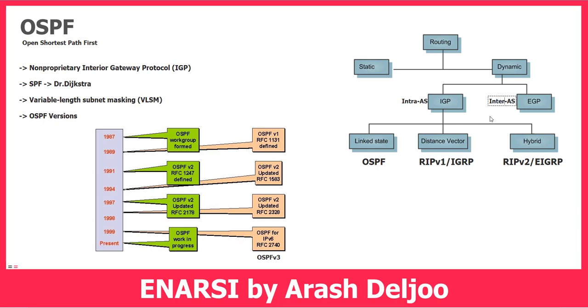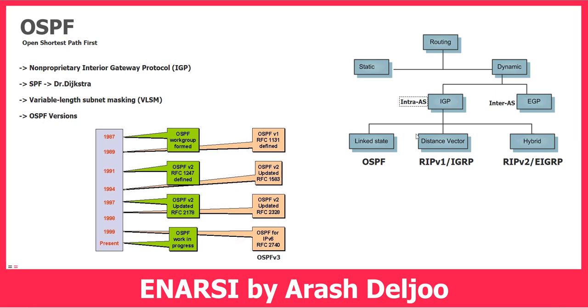We have today only one EGP. The name of this EGP is BGP. You will learn about BGP after OSPF in this class, but now we are talking about the intra-AS protocols, okay? And you know that intra-AS protocols work with one of three different algorithms.